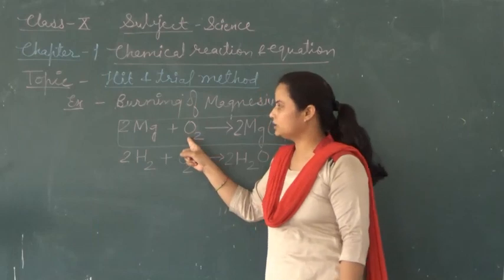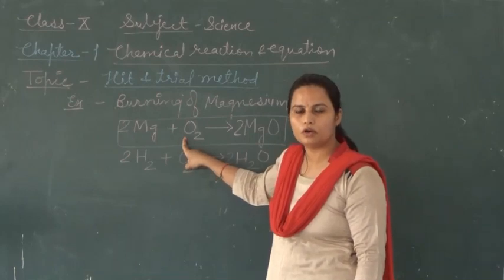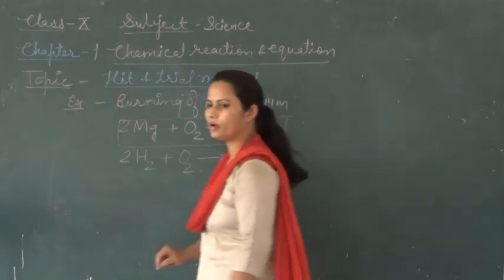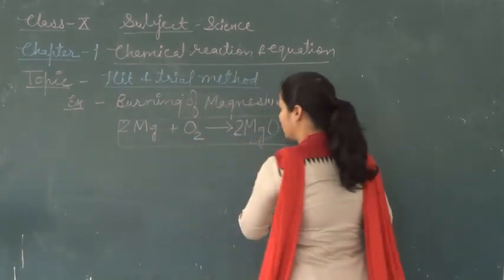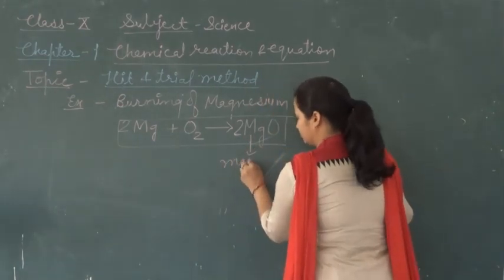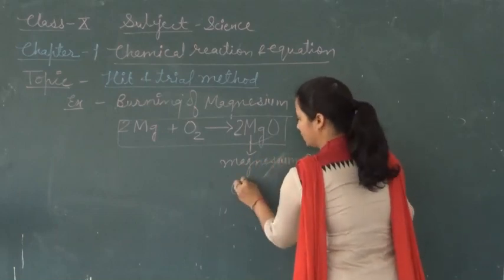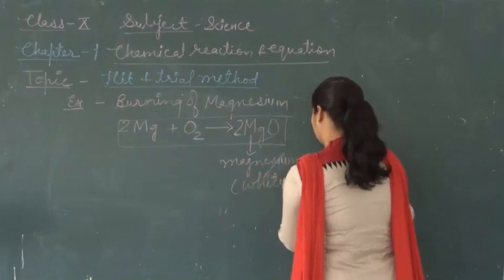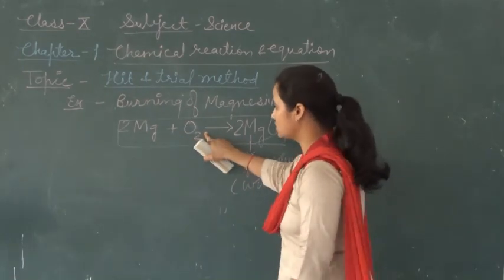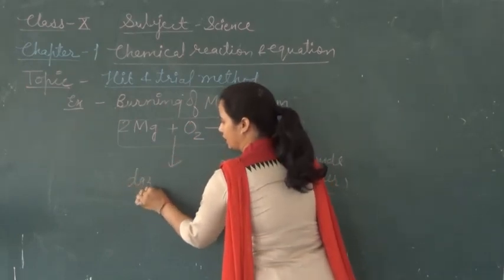When magnesium is burned, oxygen is required. So magnesium burns in the presence of oxygen and forms magnesium oxide with a dazzling white flame. Magnesium ribbon burns in the presence of oxygen and forms magnesium oxide. Magnesium oxide is a white powder. Whenever the magnesium ribbon burns with oxygen, it produces a dazzling white flame.